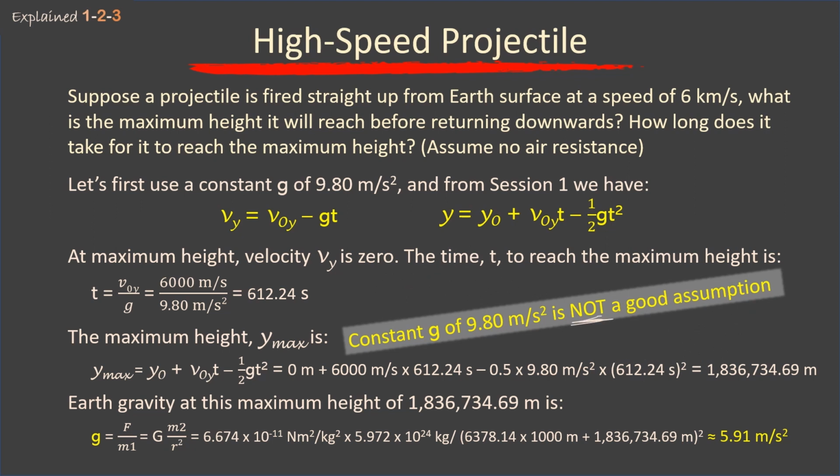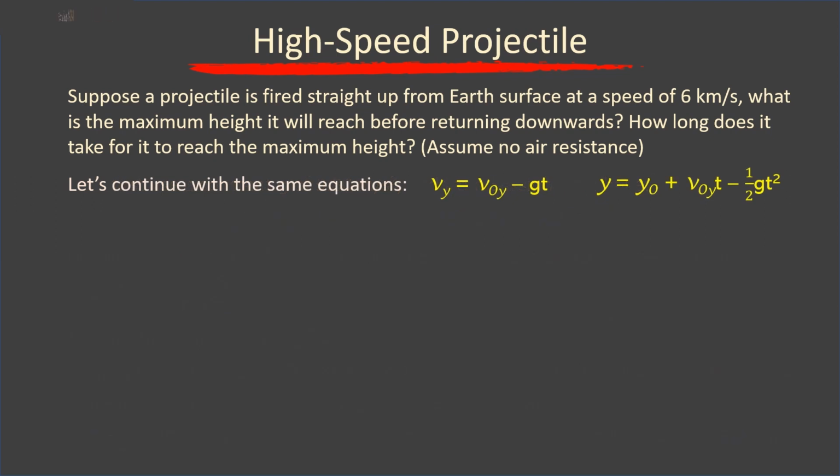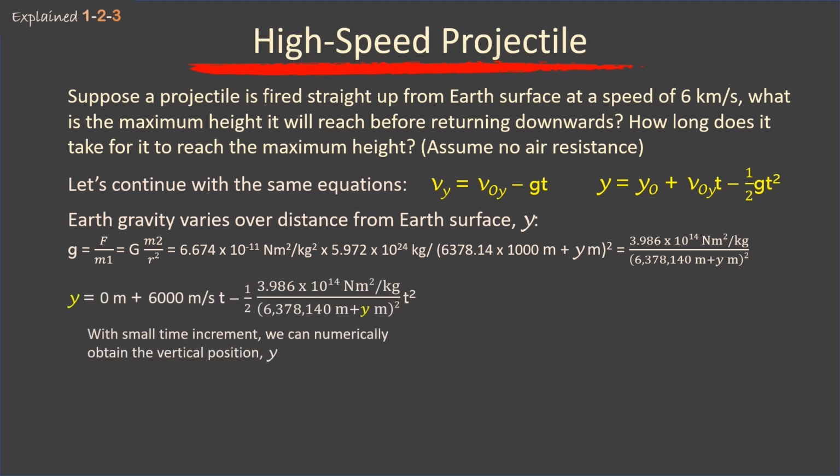Let's continue with the same equations for velocity and position in this 1D problem. The only thing that we do differently next is we have gravity g be a function of position y, based on the universal gravitation formula. The little r equals Earth radius plus the vertical position y. We now have an equation that tells the relationship between time t and vertical position y. With small time increment, we can numerically obtain the vertical position y.